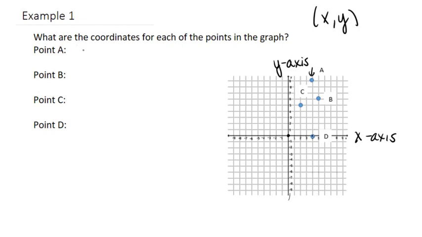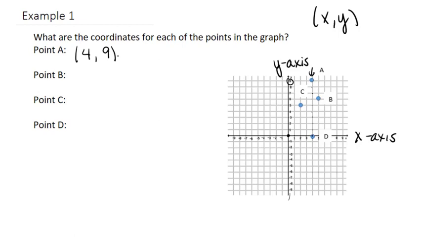Then we need to go up, which is positive on our y-axis. So we need to go up, as we can see, 9 here. We can also count 1, 2, 3, 4, 5, 6, 7, 8, 9. So this would be our point A for the coordinates, which is 4 and 9.